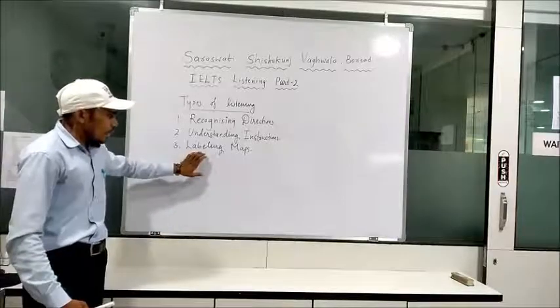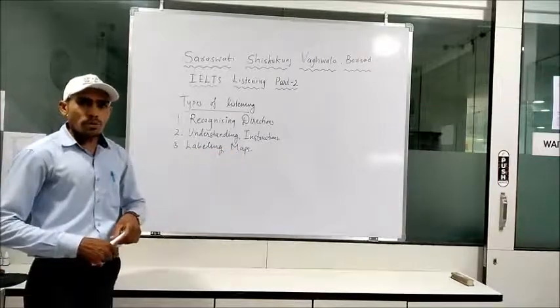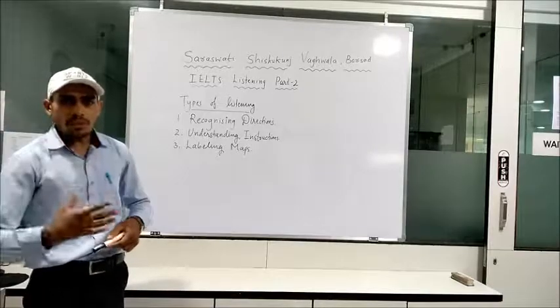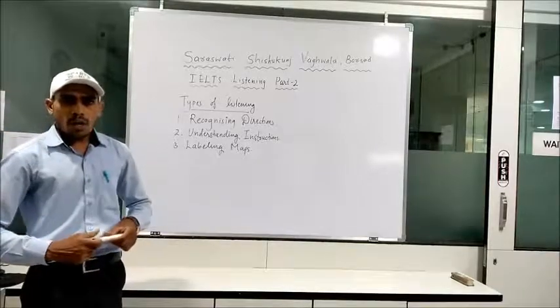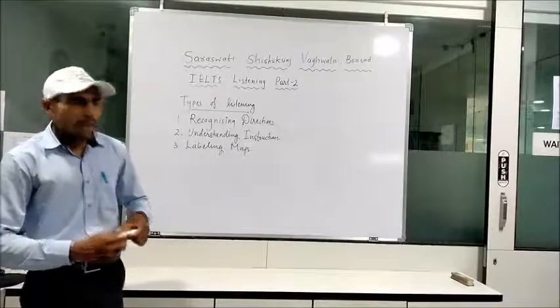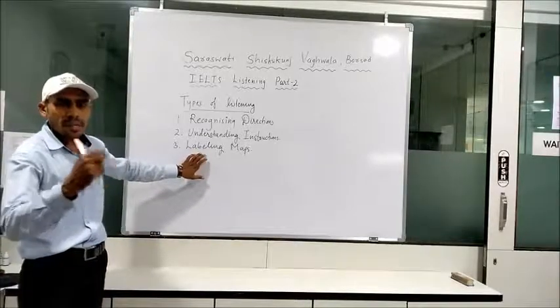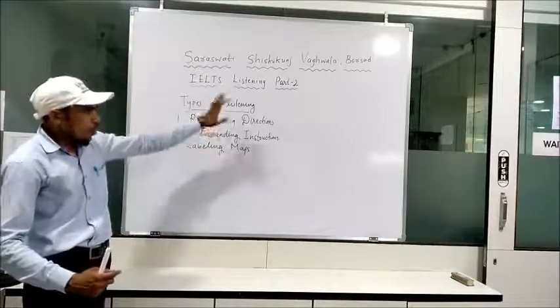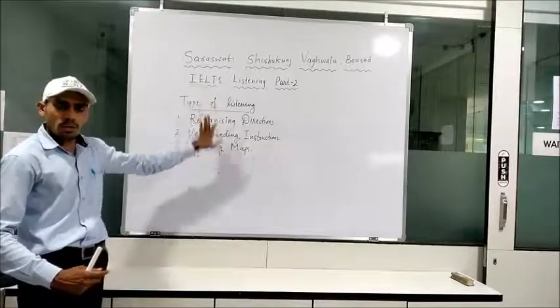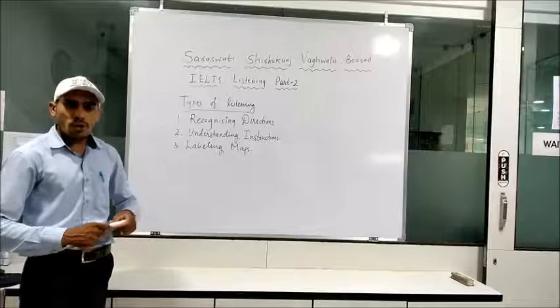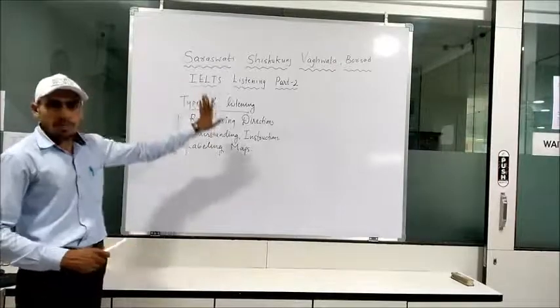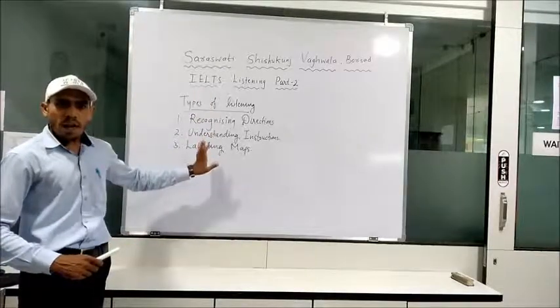The third one is labeling maps. Labeling maps is where the map is given, the instructions are given in IELTS listening part 2, and you need to follow them to label the exact location. So this is all about maps only, but there are a total of 3 types of questions you are going to face in IELTS listening. This is the brief introduction I have given.